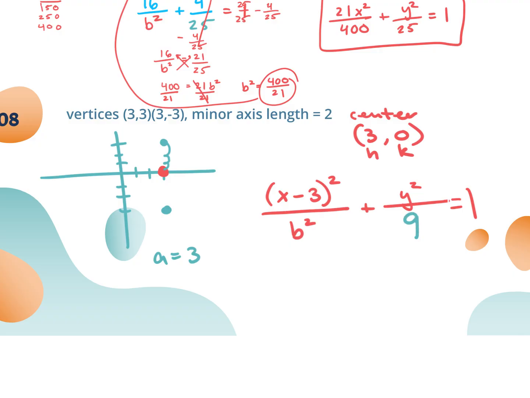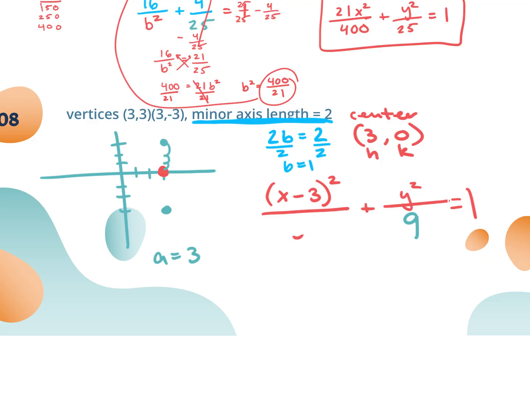And then it also tells us our minor axis length. What does the minor axis length tell us? It tells us our b. B falls on the minor axis. If the length of the entire minor axis is 2, what's half of that? What's the distance from the center? 1, awesome. Minor axis is 2 times b. So if 2b is equal to 2, then b would be 1. So what is b squared?